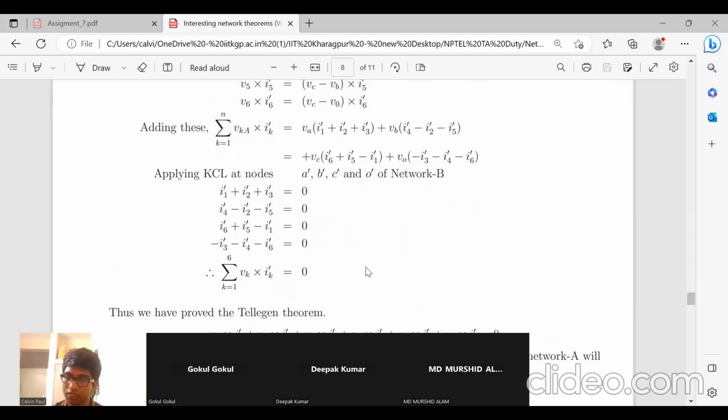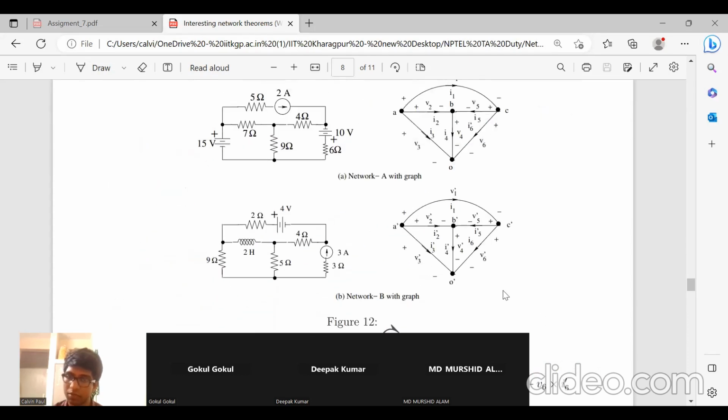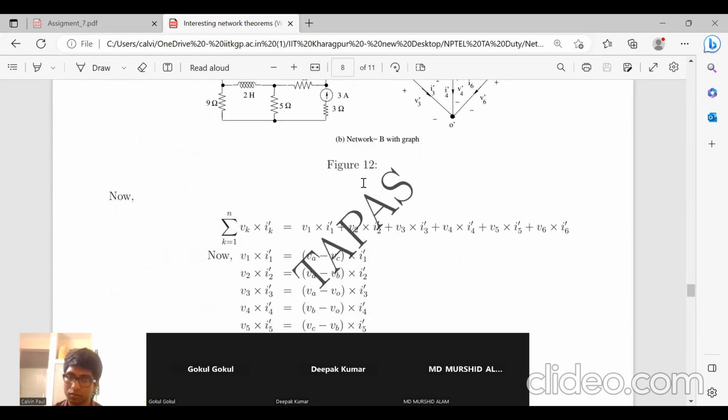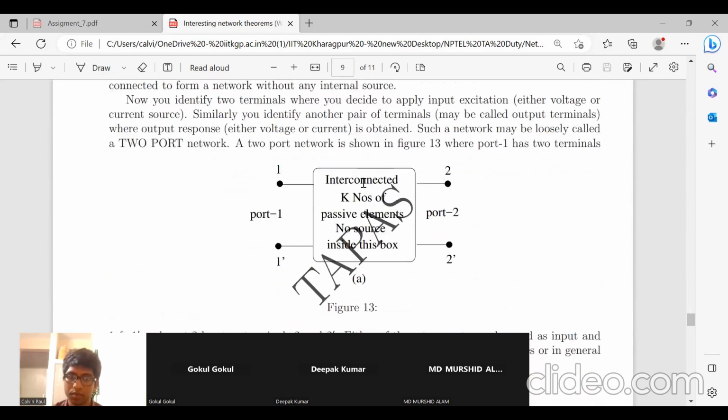Is there any confusion in this? Okay, sir. It means we will apply this theorem with two networks simultaneously. Yeah. There are two networks and we apply it. But they must have the same structure. So this is Tellegen's theorem.